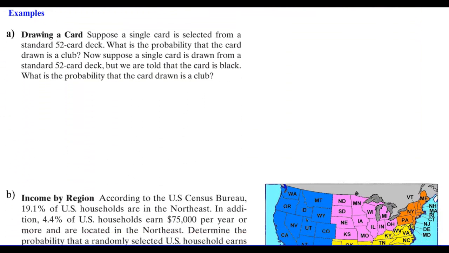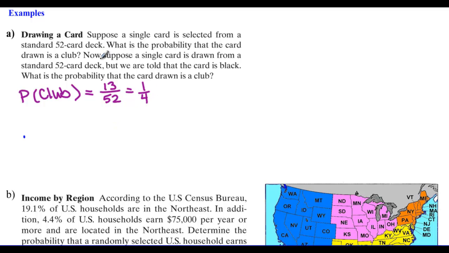Okay, so for our first example, suppose a single card is selected from a standard 52 card deck. What's the probability that the card drawn is a club? Well, let's first do that one. So let's do the probability that we're going to draw a club. We can think of it as 1 out of 4 suits, or as 13 out of 52 cards, which reduces down to 1/4.